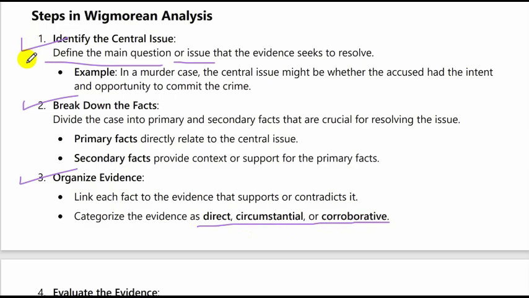First is that. Define the main question. Then we break down the facts into primary and secondary facts. We need to know what are the facts to resolve the issue. Then we organize the evidence, whether it is direct evidence, circumstantial evidence, or corroborative evidence, and then link each fact to the evidence that supports or contradicts it.